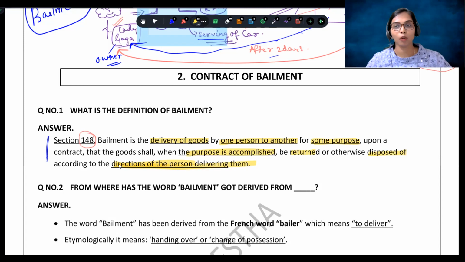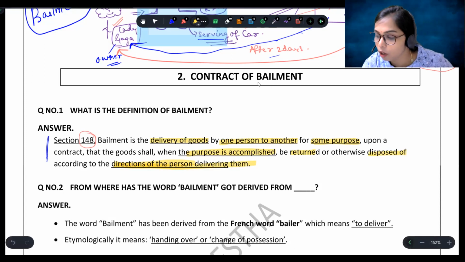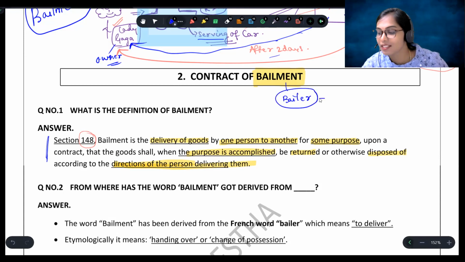Done? Very good. Now, obviously, you must have thought, why this name bailment? First thing, this is a word which has been derived from the French word bailer. What does bailer speak about? Bailer says to deliver.